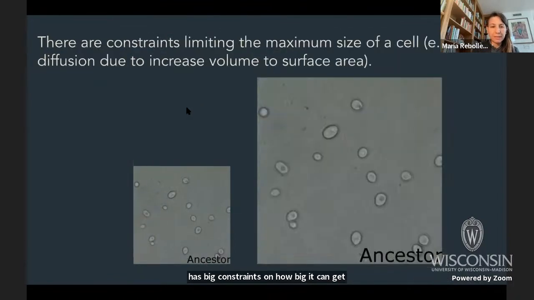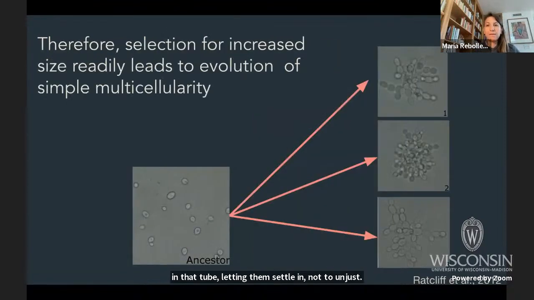But if we select for size, we take these yeast cells and select them to get bigger. So we put them in an environment where large size is highly favored, in this case, by letting them settle in a tube, and just taking the cells that settle first. Then what we have is that in this case, 10 out of 10 populations evolve some form of multicellularity. And so multicellularity is this innovation that breaks this constraint, this trade-off of size, because now we can actually get much bigger than a single cell could. And that's why in this setup, in this experiment, we readily get the evolution of multicellularity.